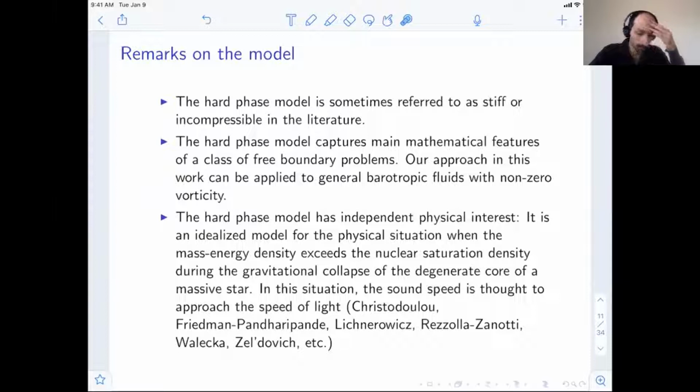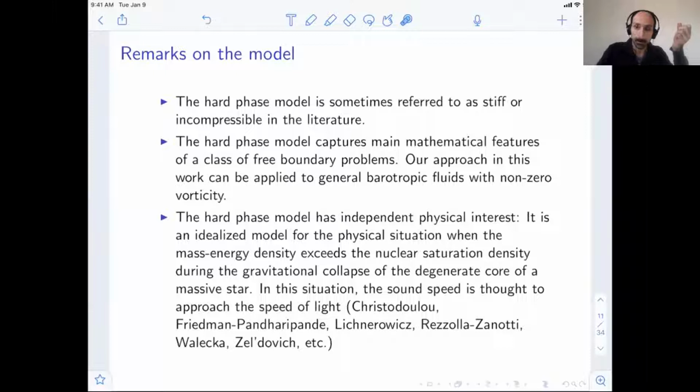On the other hand, this is of independent physical interest, and my understanding is that it's supposed to be an idealized model for the situation where there's gravitational collapse, and in that case, the mass energy density is supposed to exceed the nuclear saturation density, and the speed of sound is expected to reach the speed of light.